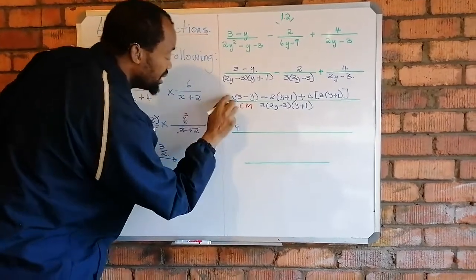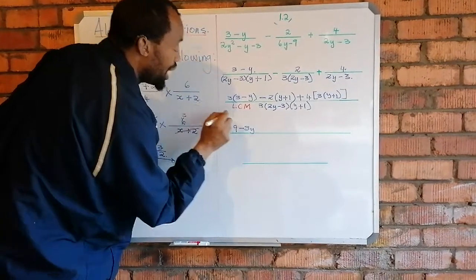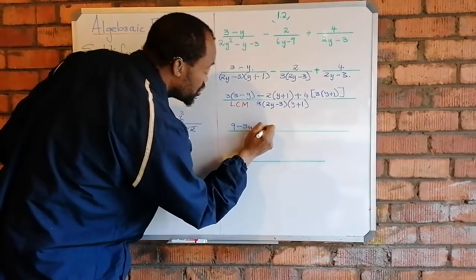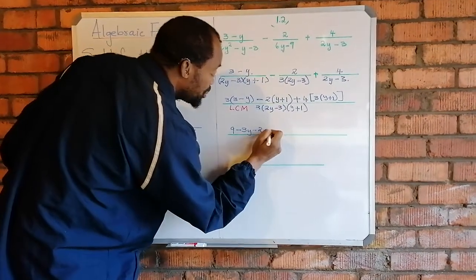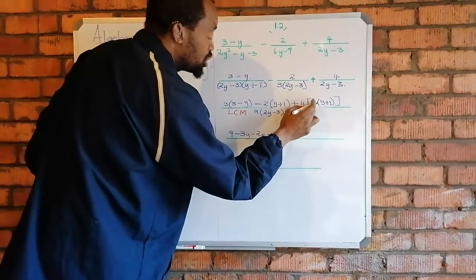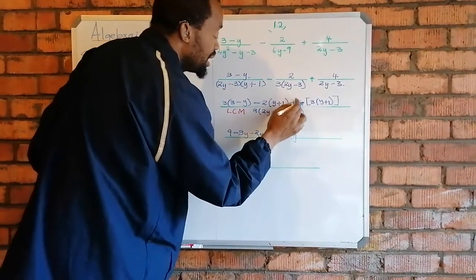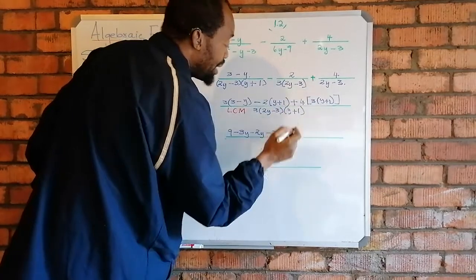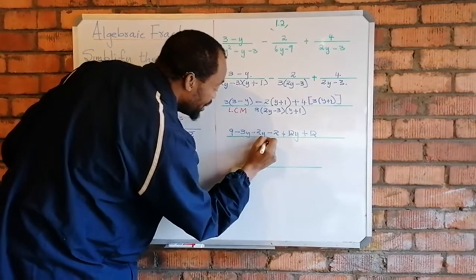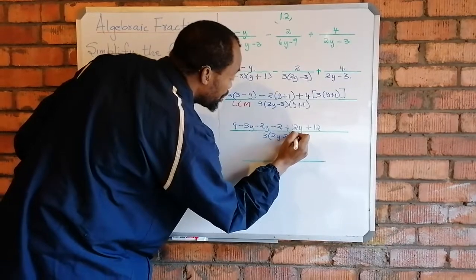That would be 9, 3 by 3 is a 9, 3 by minus y is a minus 3y, minus 2 times y is a minus 2y, minus 2 times plus 1 is a minus 2, plus 4 times 3 is 12, times y is a plus 12y, 4 times 3 is 12, times 1, it would be plus 12. The denominator or the LCM as it is, brought down.